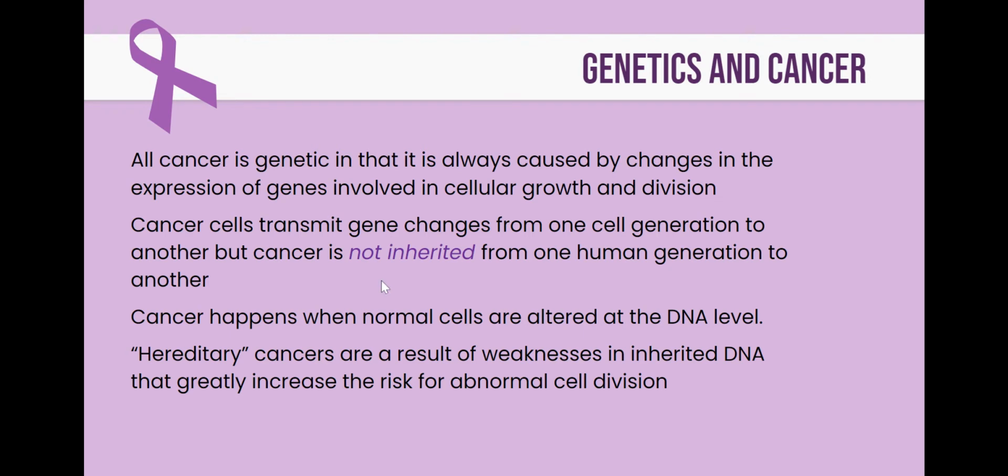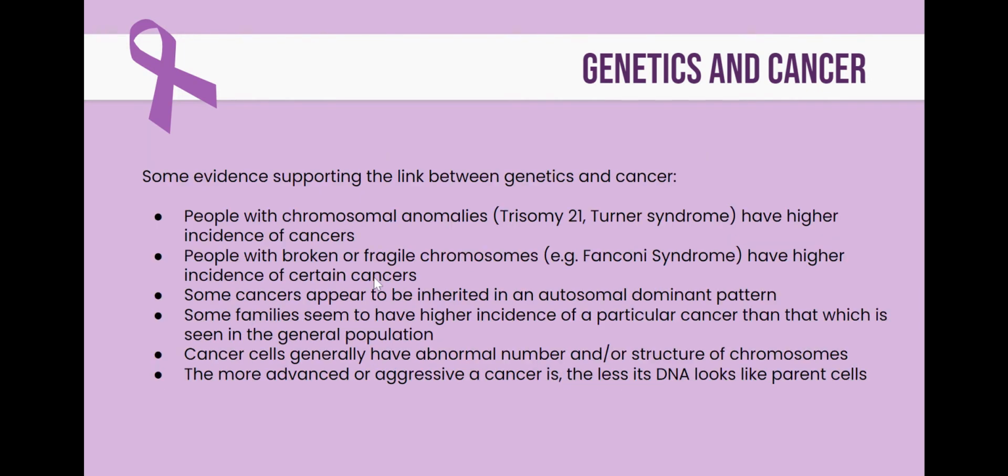And if there are hereditary weaknesses in the processes that regulate healthy cell division, that's when we see cancer. So, some evidence, this is just background information. This supports the link between genetics and cancer. How do we know that cancer has a genetic background or basis?